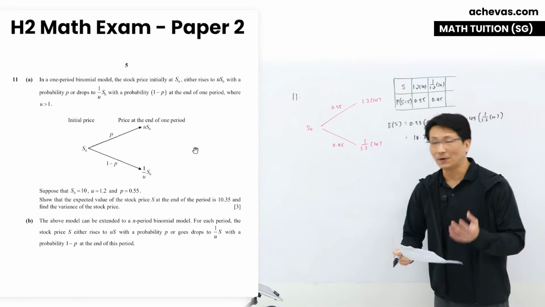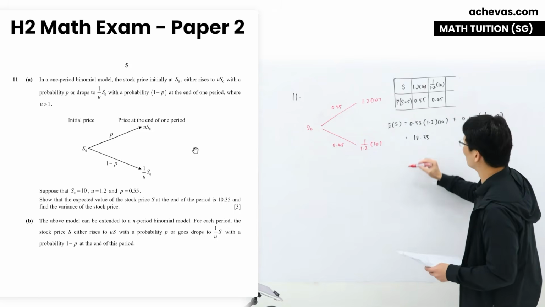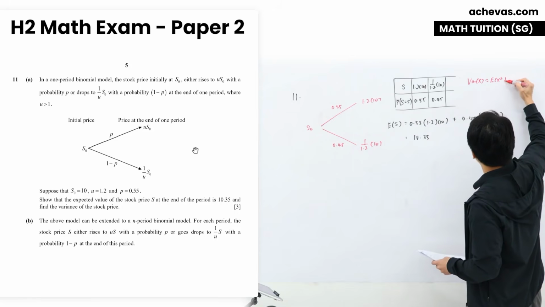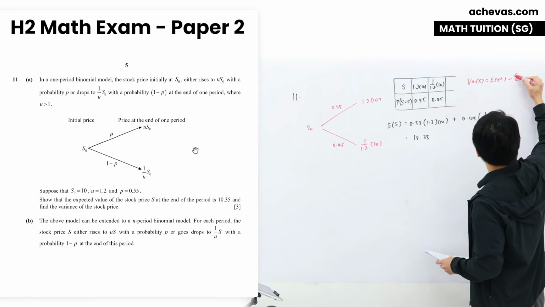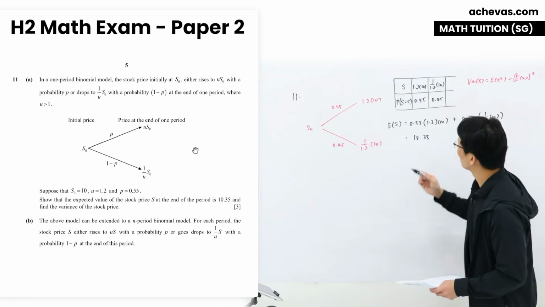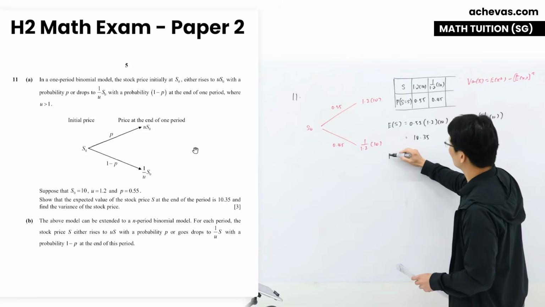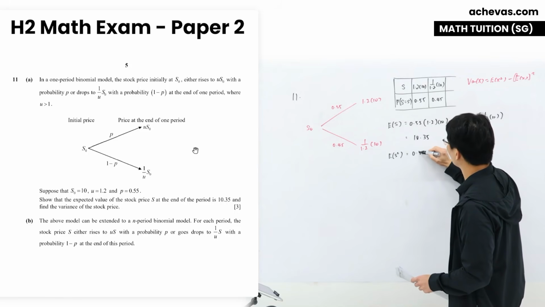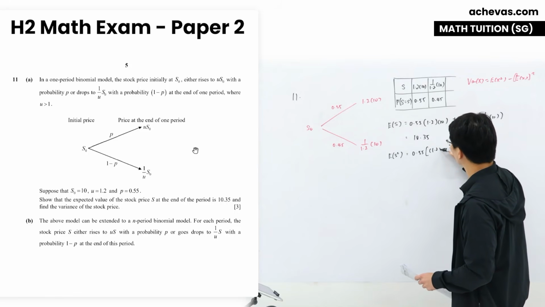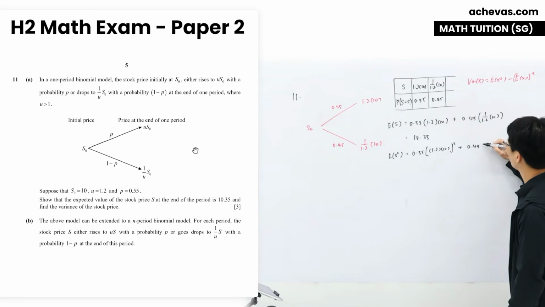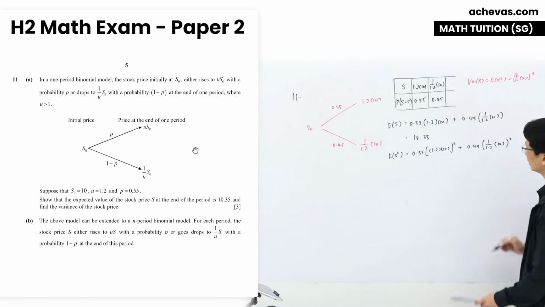And to compute the variance, we are going to make use of this formula, which is variance of X is expectation of X squared minus expectation of X whole thing squared. So we need to find out what is my expectation of S squared first. So expectation of S squared, I can obtain from here: 0.55 times (1.2 times 10) whole thing squared plus 0.45 times (1 over 1.2 times 10) whole thing squared.